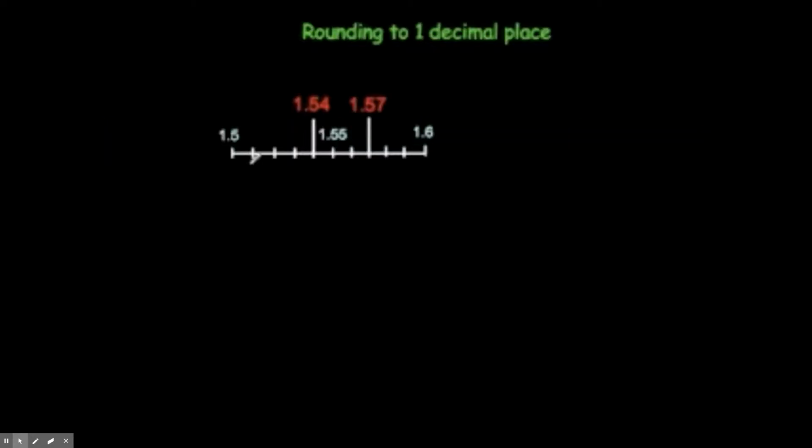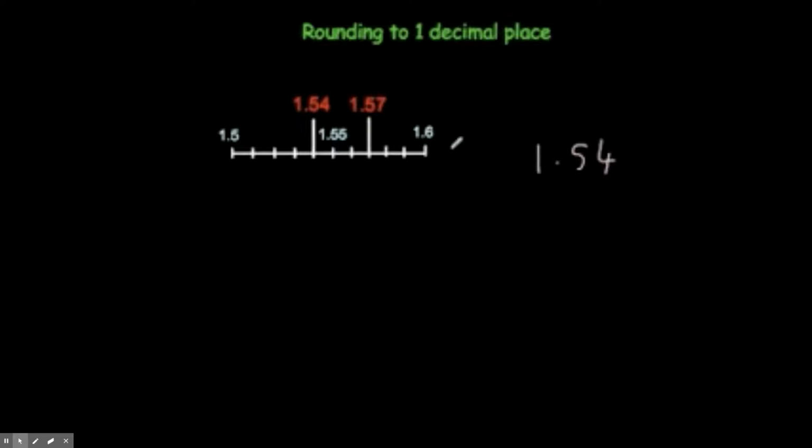If we're asked to round a number to 1 decimal place, for instance, 1.54, what that means is that you want to round it as a number with just 1 digit after the decimal point, okay? At the minute, it's got 2 decimal places, a 5 and a 4 after the decimal point, and you just want to have one number. So I've just drawn a number line. 1.5 would be here, 1.51, 1.52, 1.53, 1.54, 1.55, 1.56, 1.57, 1.58, 1.59, and 1.6.